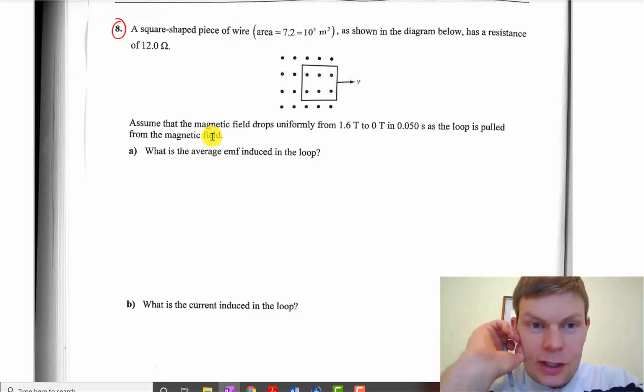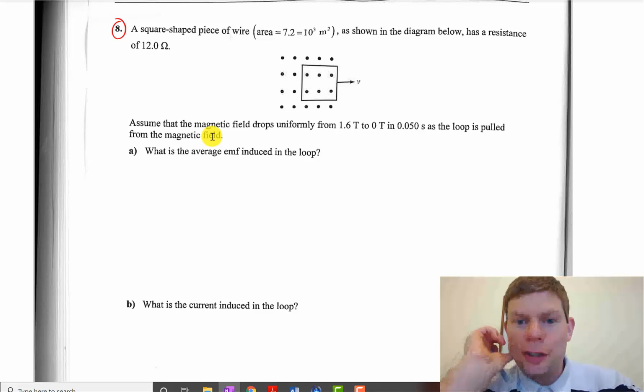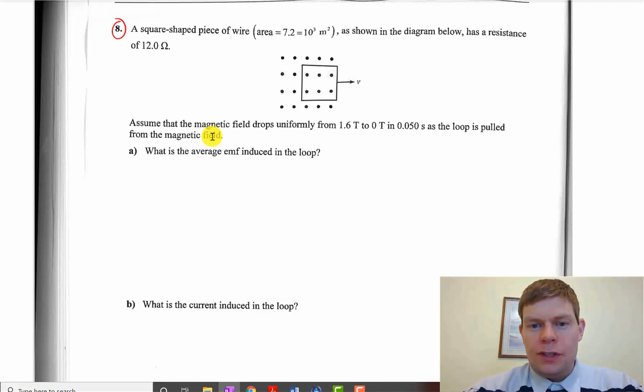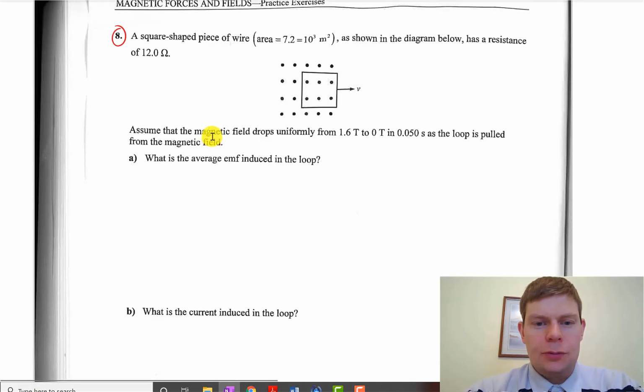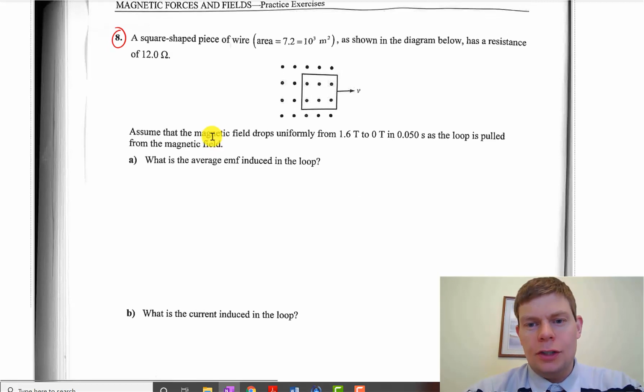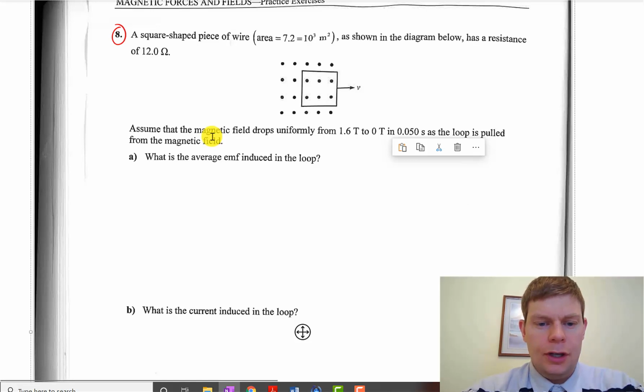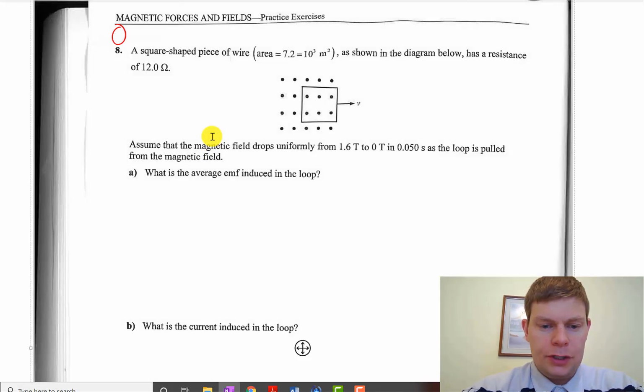So we've got this square-shaped piece of wire in the magnetic field. It's going from 0.6 Teslas to 0 Teslas in 0.05 seconds as you pull the loop out. The average EMF induced in the loop, I'm just going to leave to you to figure out. It's pretty standard. What I want to do is B and C. So you find your voltage from here, and then we're going to use it to find the current induced in the loop.